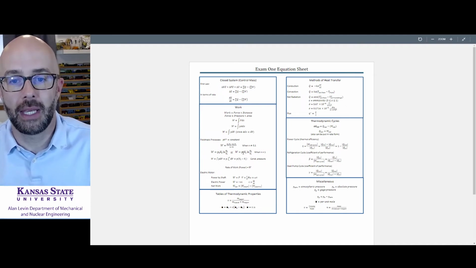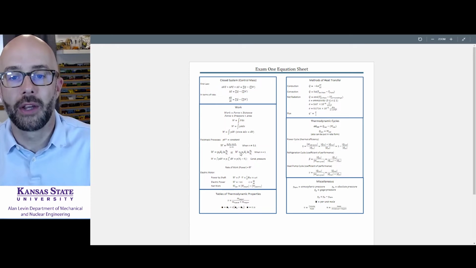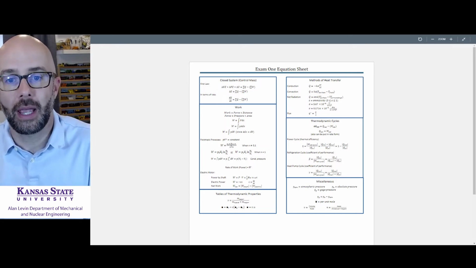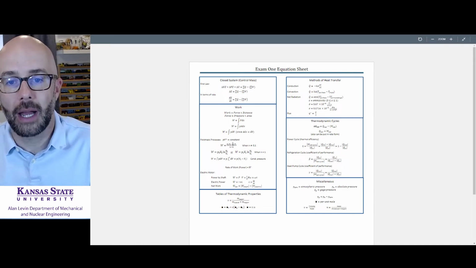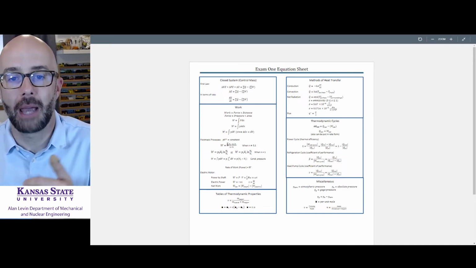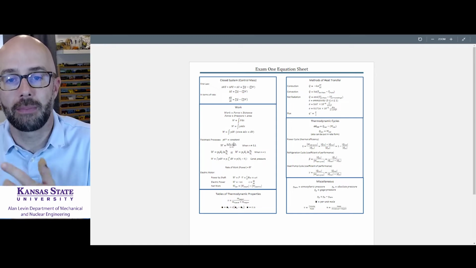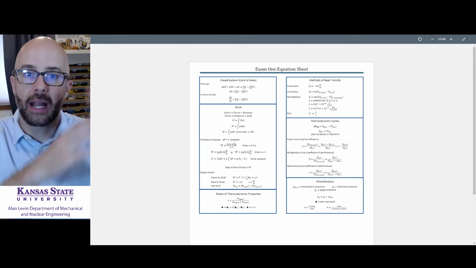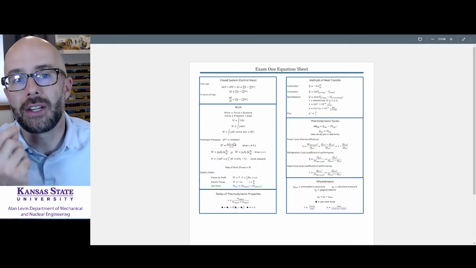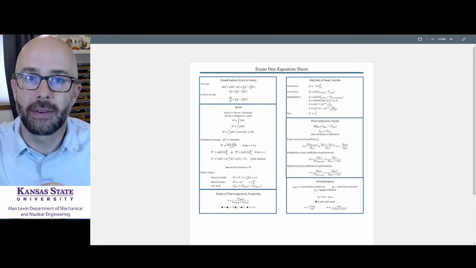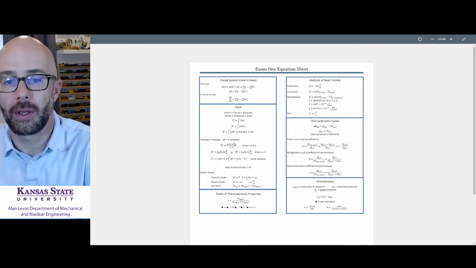Here you're not going to have P1 capital V1. You're going to have mass times P1 little v1. Same thing is going to go up here with this top equation. You're going to have mass times P2v2 minus P1v1, and you can take mass outside of that whole equation. So understand how to deal with these if they're specific volumes rather than regular volumes.